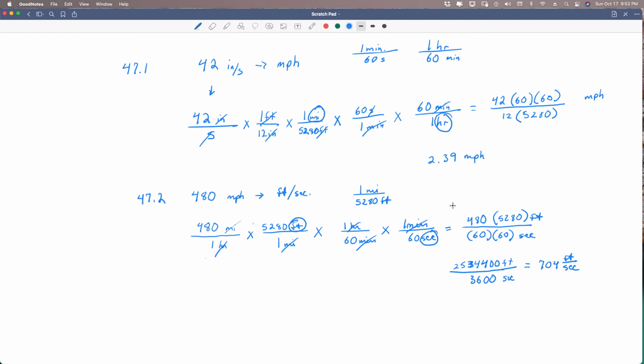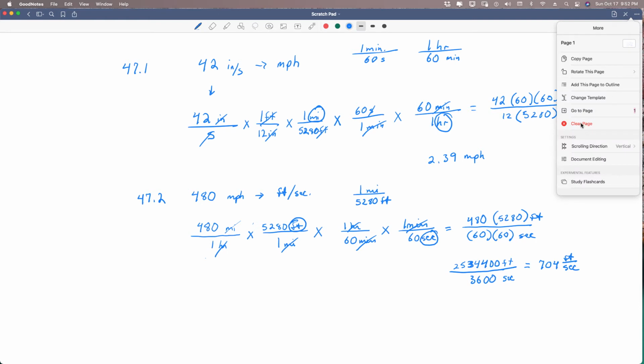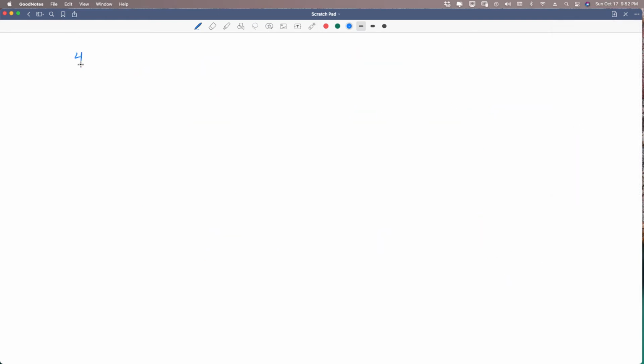All right, one more. And I'm going to let you guys do this one. So let me clear the page. So 47.3. And we want to convert 15 inches per second to yards per hour.